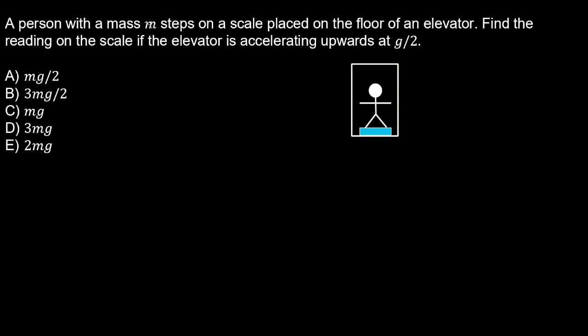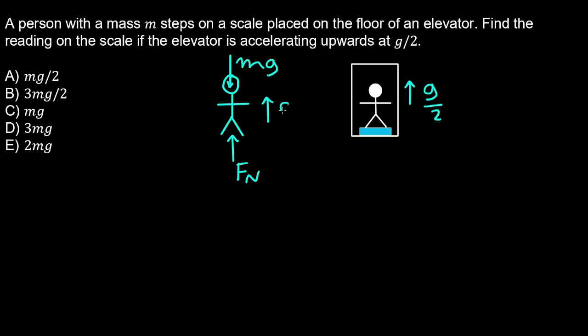A person with a mass m steps on a scale that's placed on the floor of an elevator, and we're asked to find the reading on the scale if the elevator is accelerating upwards at g on 2. So if we take a free body of the person, we have the normal force of the scale acting upwards, and we have the force of weight acting downwards, and the person's accelerating upwards with the elevator.